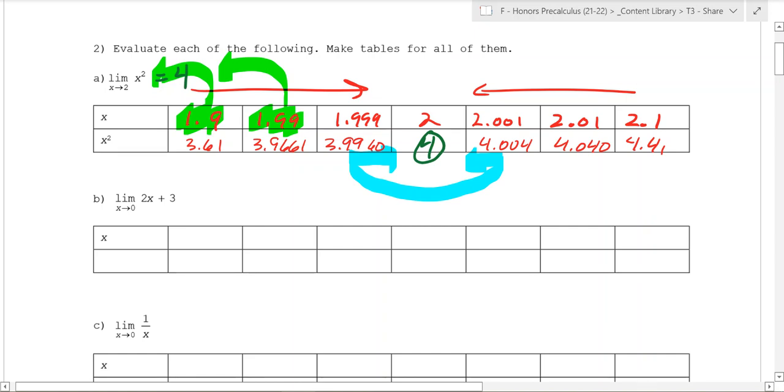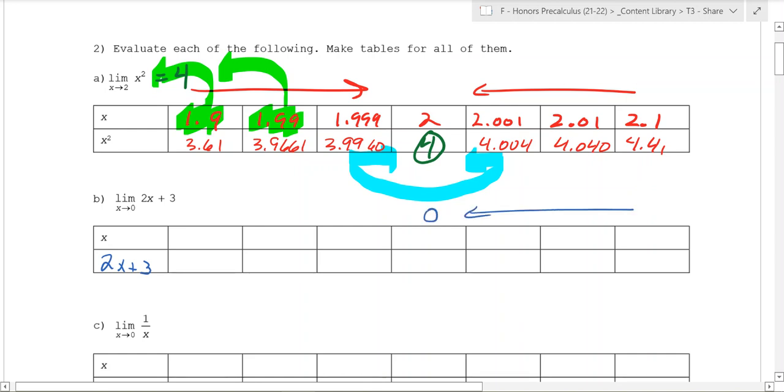Now you're right, you could plug in 2 just to get 4, but we want to see what happens as you get infinitely close from the left and the right, because you're not always going to be able to plug in values here. And again, this was x squared. So down here, you'd have 2x plus 3, and we're going to 0. That's what we're getting close to right there in the middle.